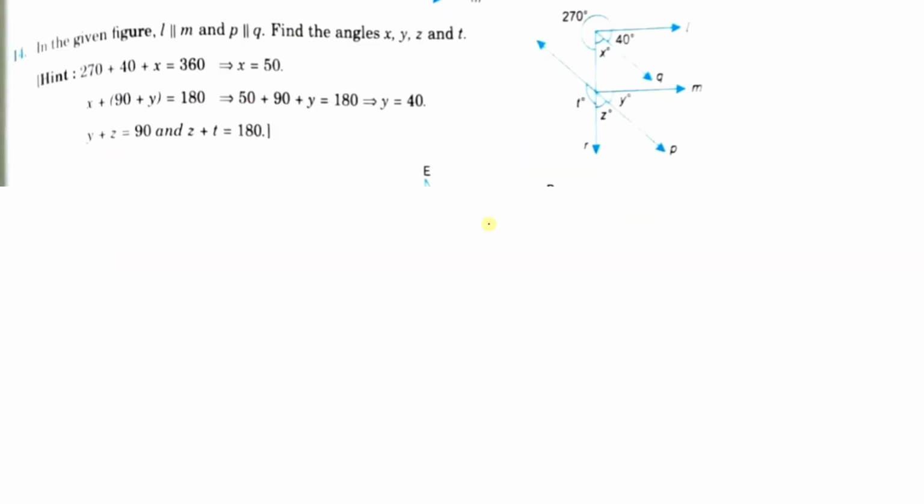Moving to the next one, number 14. First, let us find out x, because here a complete angle is being formed. So x plus 40 plus 270 equals 360 degree. So x plus 310 equals 360. So the value of x is 360 minus 310, that is 50 degree.